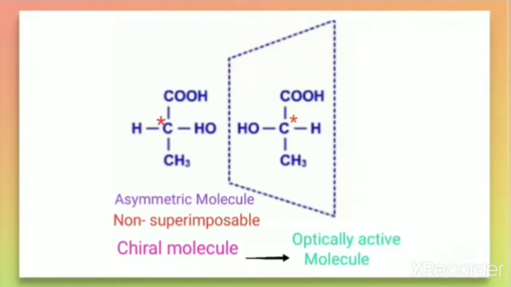thus the molecule can be called optically active, and optically active molecules rotate the plane of polarized light. Therefore, we can say that an asymmetric molecule having four different groups attached to the carbon, which has a non-superimposable mirror image, is called a chiral molecule, which is optically active and rotates the plane of polarized light.